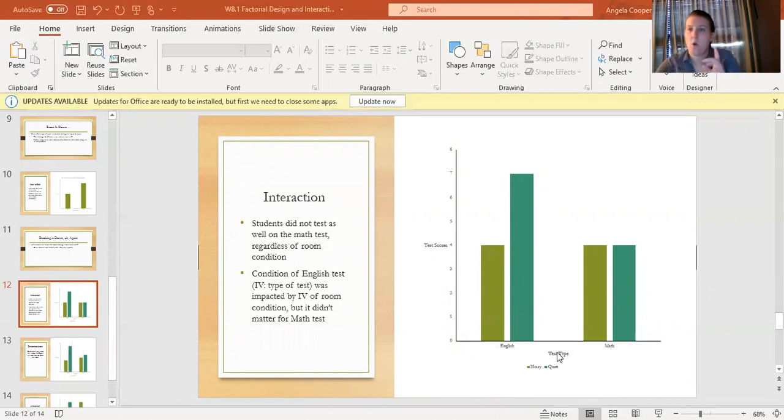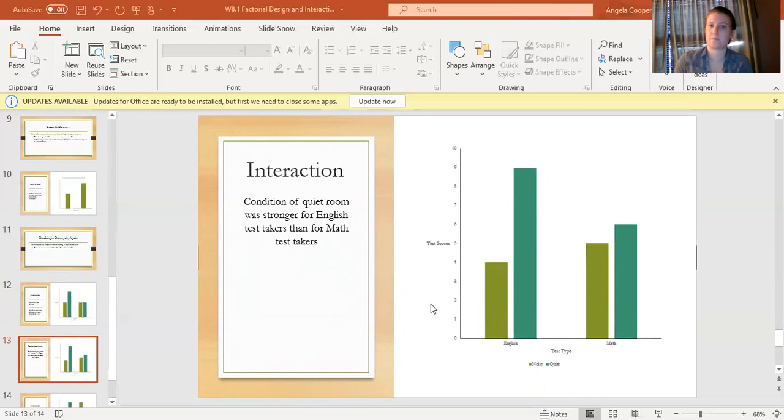So that's saying that one condition of one of our independent variables, the English test out of the test type independent variable, was impacted by the room condition, so the quiet condition of the rooms. Whereas the math test, that didn't matter. The math test was unaffected either way. It stayed pretty much right here at 4, but one condition was changed for the other. So in our English condition, the quiet room condition shot up. They scored the best.